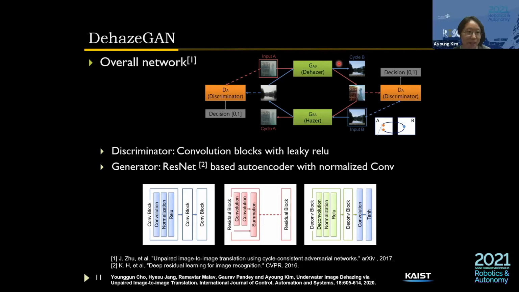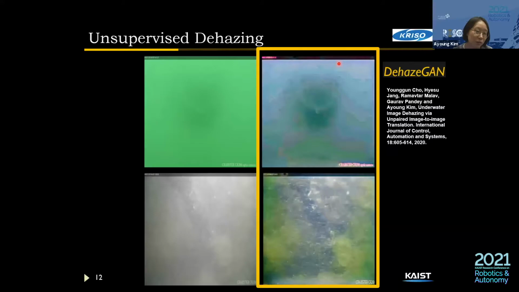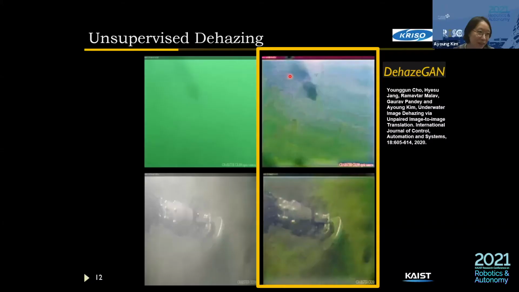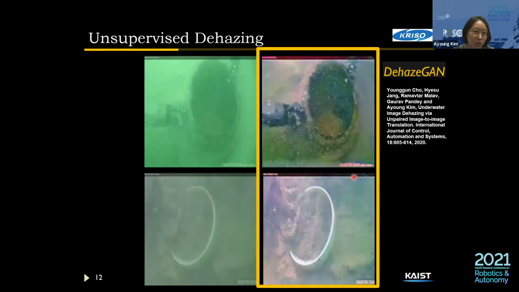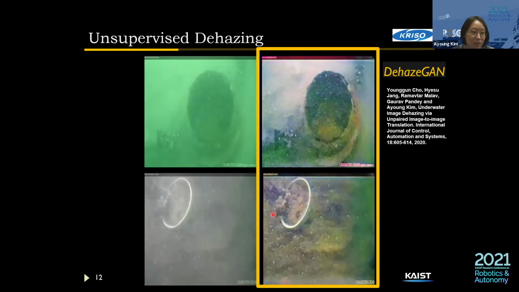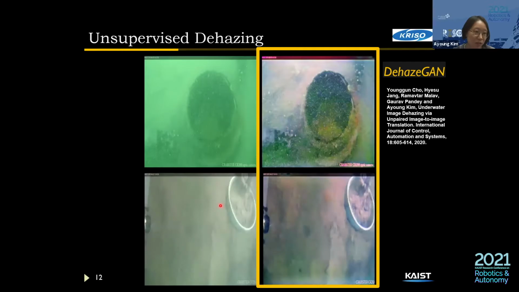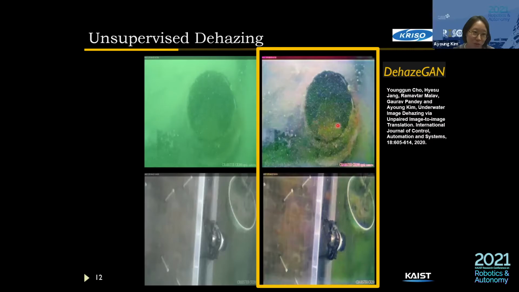So our next step was, we had a colleague from KRISO, the Korea Research Institute of Ships and Ocean Engineering. They had a small robot working in water. This left side is the original image, and they gave us this video clip to see if we could enhance it. This was the result from our dehaze GAN. And as a result, you don't know anything about this robot at all. You don't know where the camera was attached. You don't know anything about your environment, but still you are able to enhance this image.